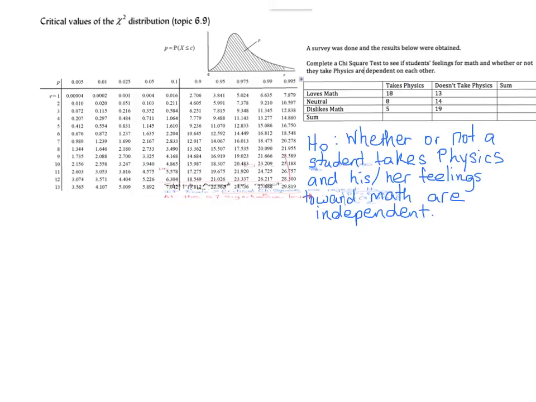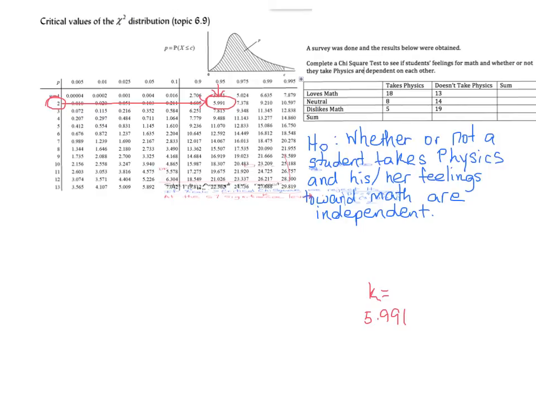Now that you have your degrees of freedom, which is 2, and your confidence level, which is 0.95, we can see where they meet. So degrees of freedom is 2, and it meets the confidence level at this value. So our critical chi-squared value, K, is 5.991. So now that we have that, we are ready to see whether or not we can accept or reject the null hypothesis.